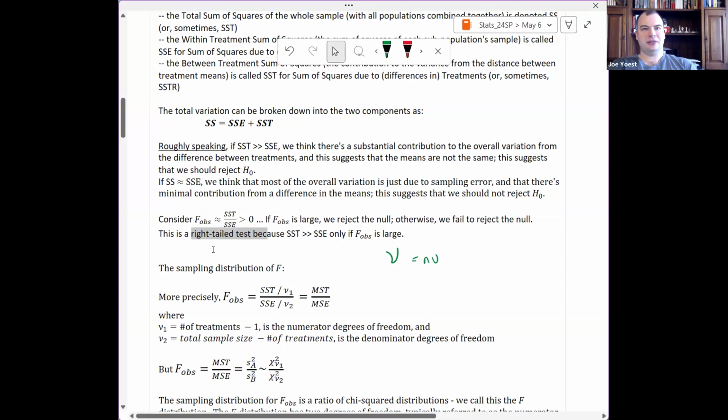Because again, we reject the null, we conclude that the means are different, that the groups are spread out, only if essentially the variance between the treatments is a large contributor to the overall variance, or is a decent bit larger than the variance within each of the groups.